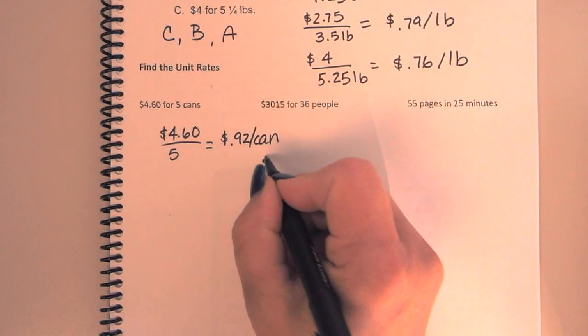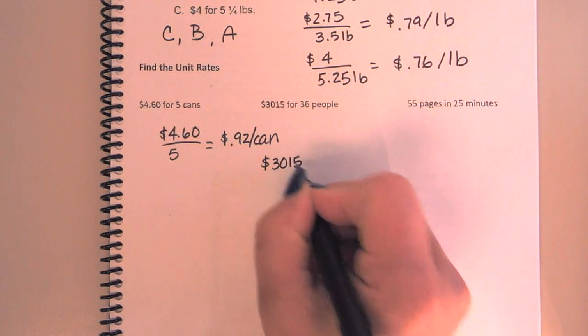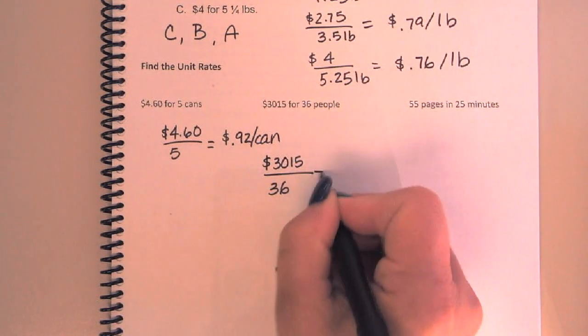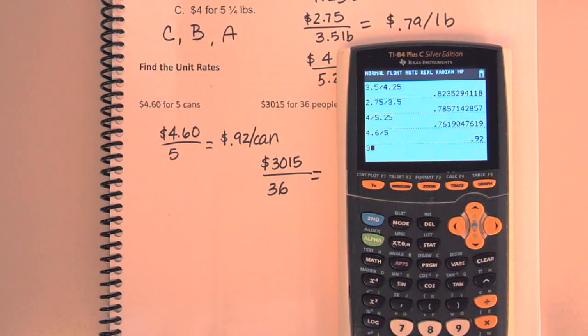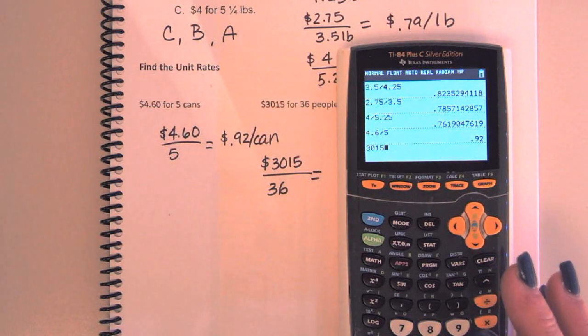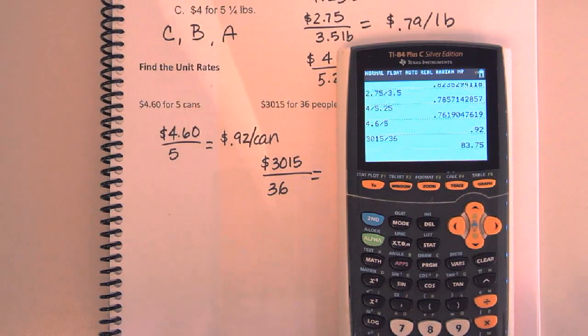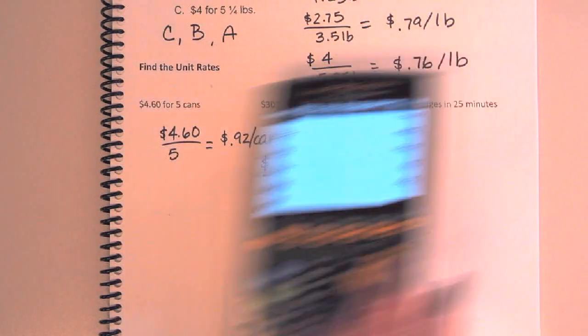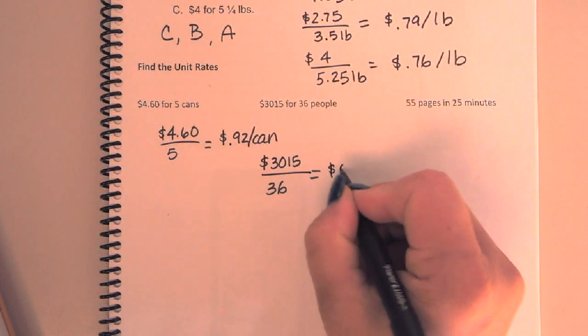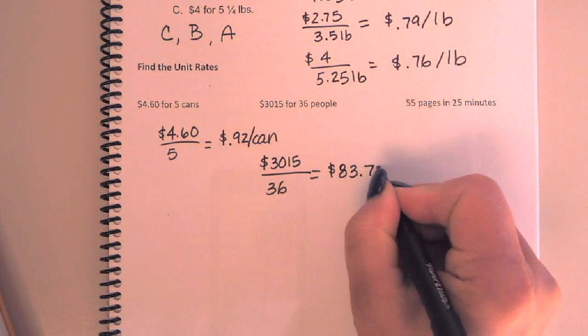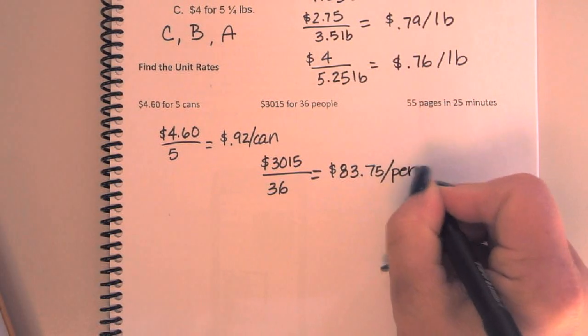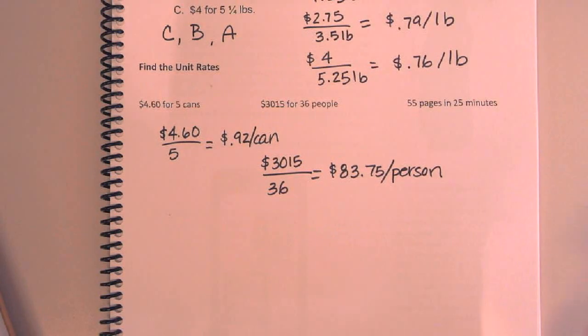I'm going to do $3,015 for 36 people. How do I know what goes first? Whatever's listed first goes on top and is divided first. Divided by 36, and I get $83.75 per person. Make sure you don't write per people.